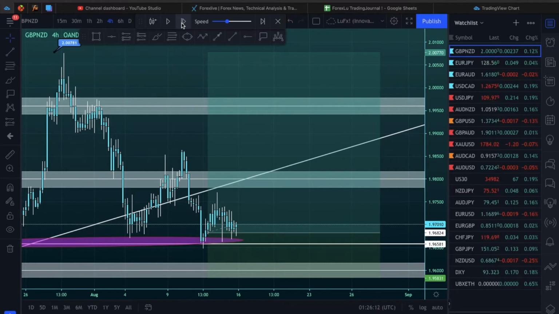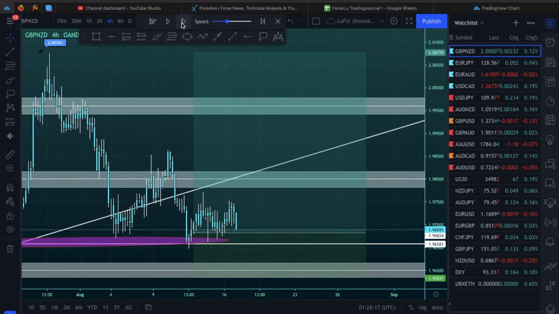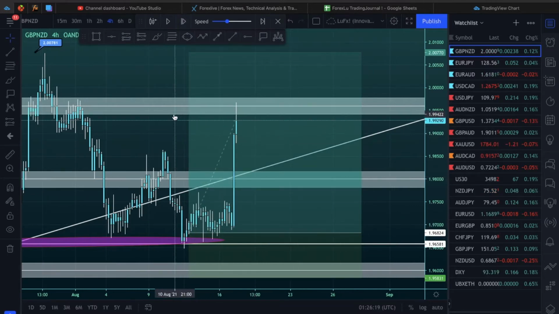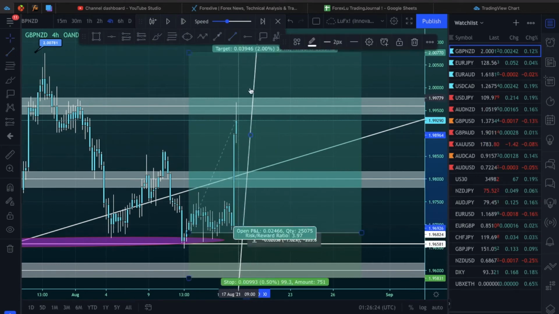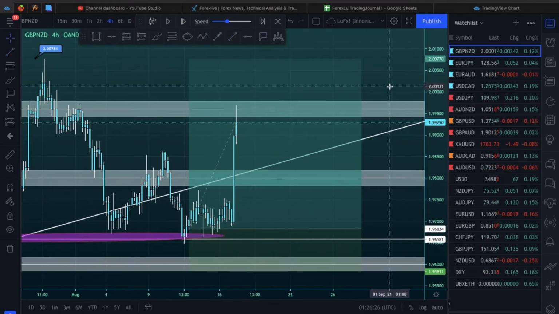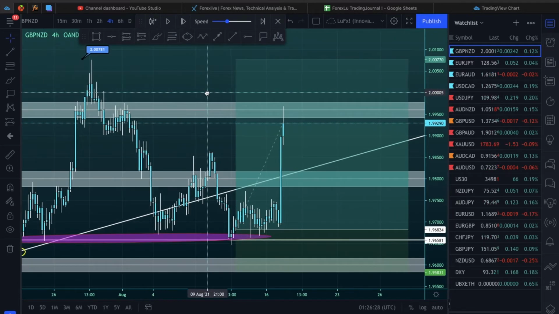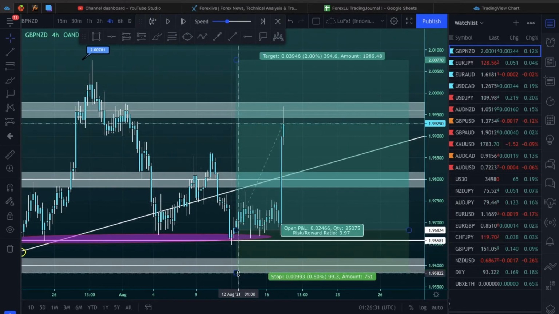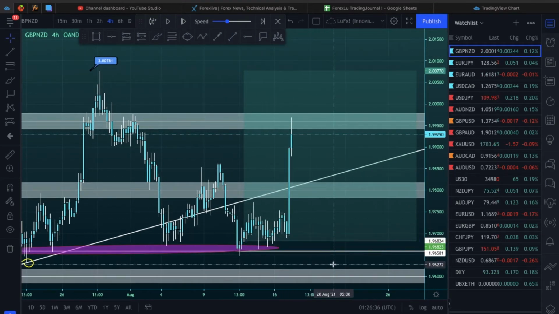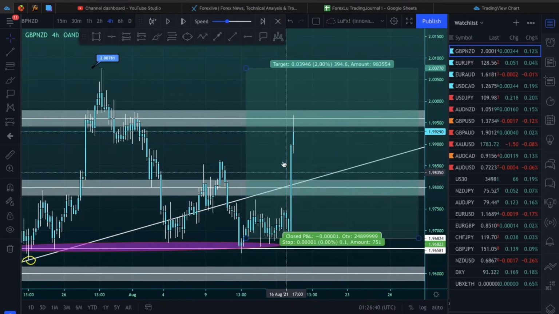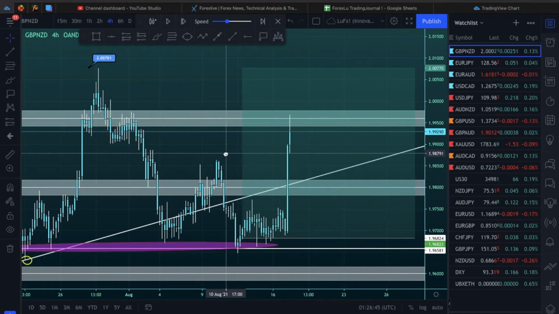So price was playing around here for a couple hours, a couple days, and then all of a sudden, boom! Look at that candle right there. It was like a 200 pip candle, and once that happened, I was like, yeah, we're definitely going up. So once that happened, I put my stop loss to break even, so there's no risk on the trade. If price were to come back here, I would lose nothing. It's just break even.